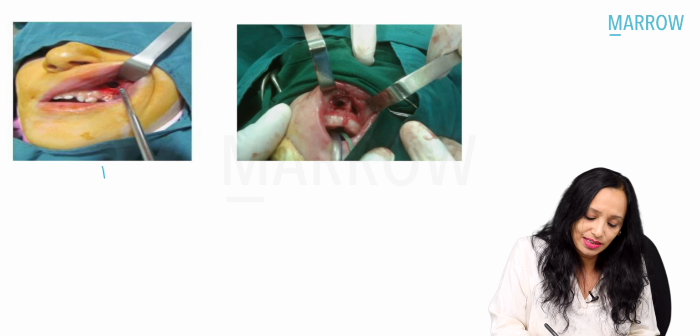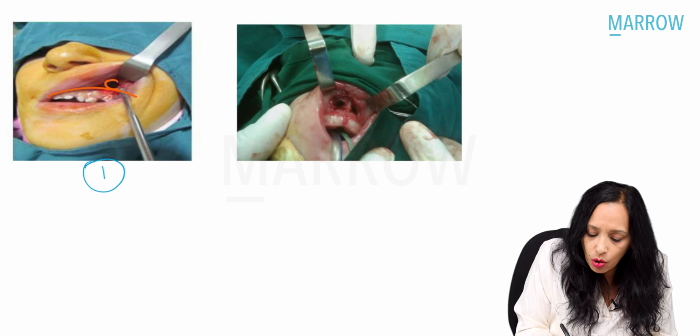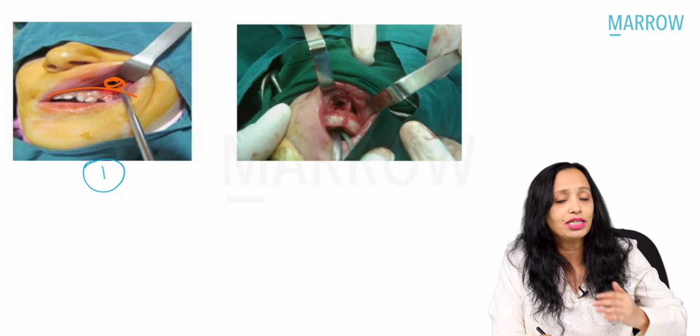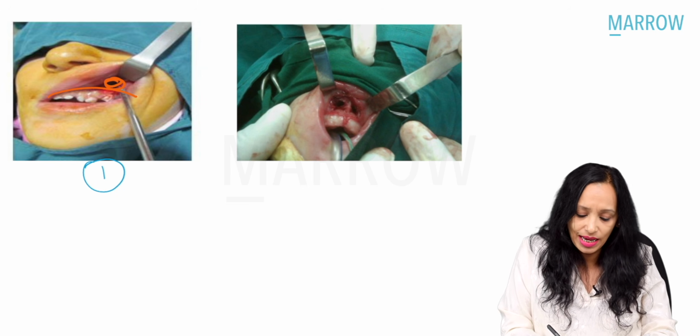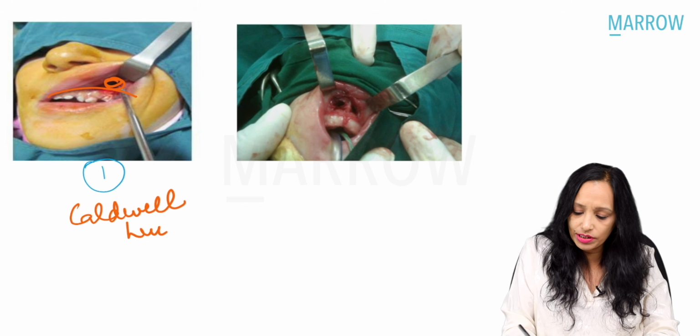Yes, what is this one picture? Yes, you are giving a sublabial incision and you are making an opening on the anterior wall of the maxillary antrum. This is to approach the maxillary sinus or the area behind the maxillary sinus, the sphenopalatine fossa. This is, yes, this is Caldwell-Luc. Caldwell-Luc.